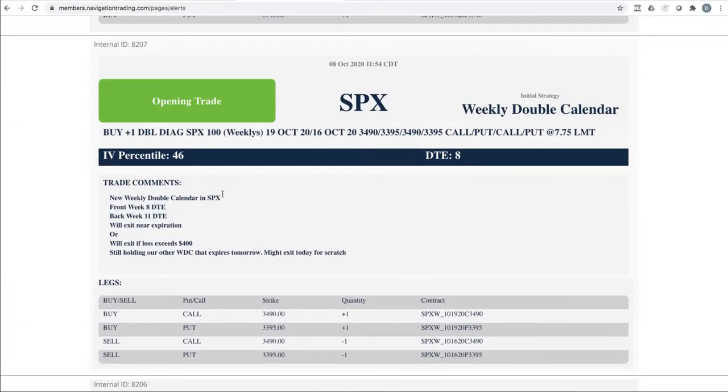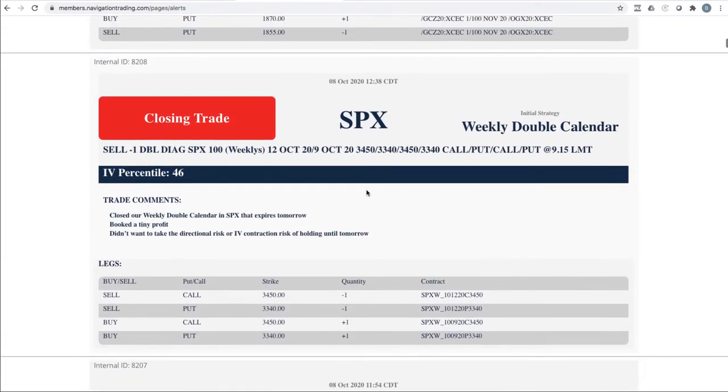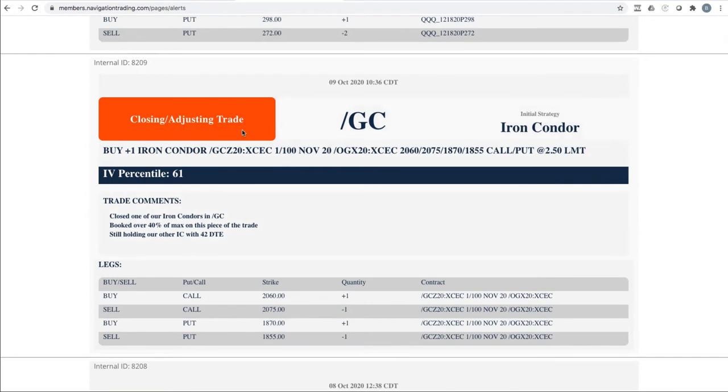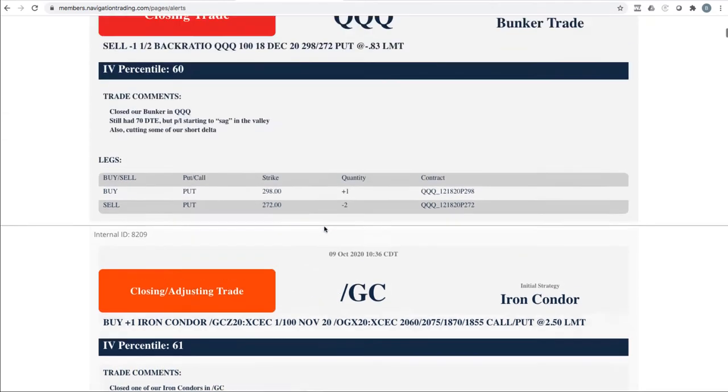Opening trade in SPX. So here's that weekly double calendar that I mentioned. And then here's the closing one that I mentioned that we took basically a scratch on, booked a tiny profit. And then here's that closing trade. I'm kind of jumping ahead of myself, but here is that closing trade on one of our gold iron condors, booked over 40% of max profit on that piece.